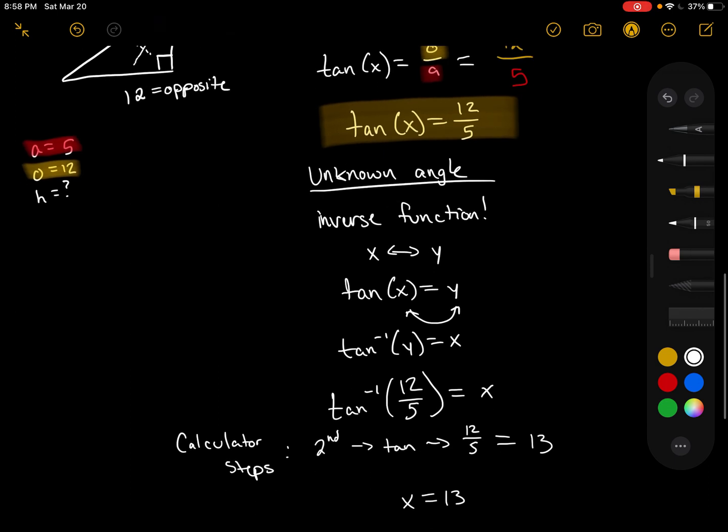So if we're looking back at what we were solving for to start with, our calculator told us it's 13. Well, it looks like that angle is a 13-degree angle. And we've successfully solved. So again, to emphasize this, if you're solving for an angle, we can switch x and y around using an inverse function, which basically just means on the calculator hitting the second button first, and then it's going to spit out the value.